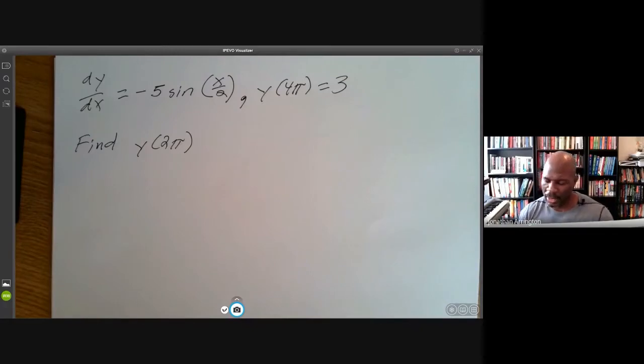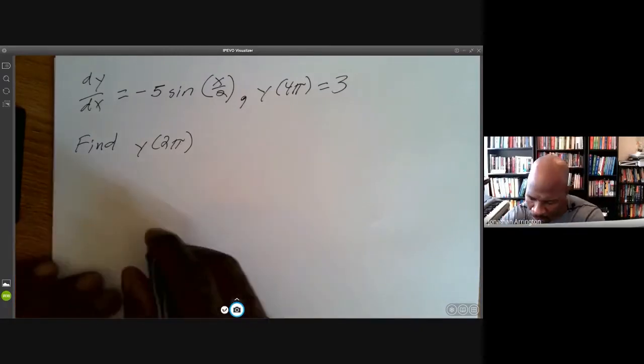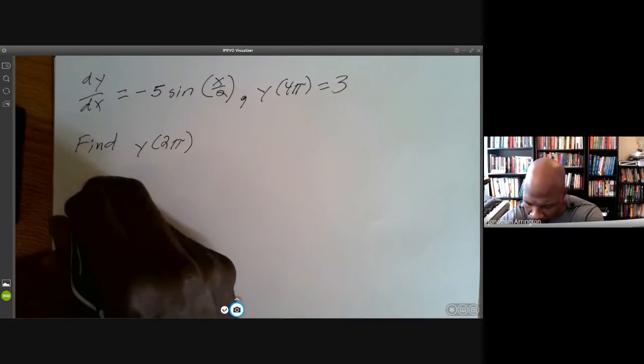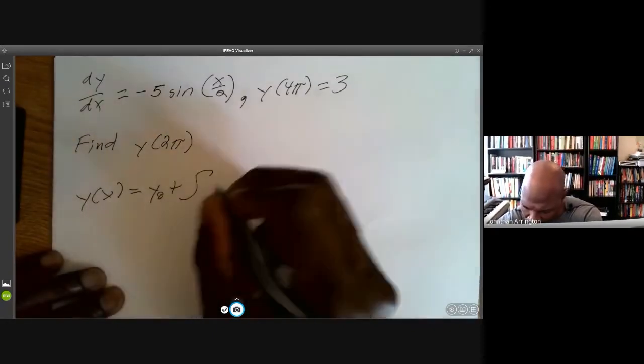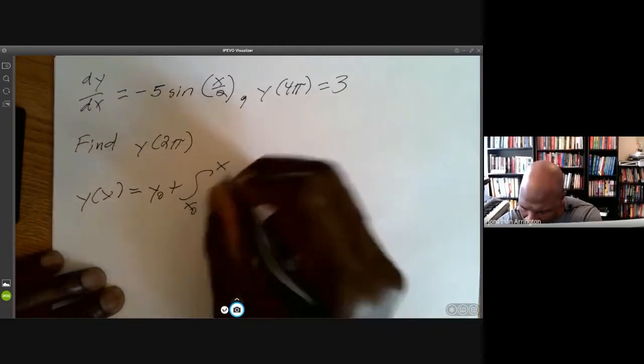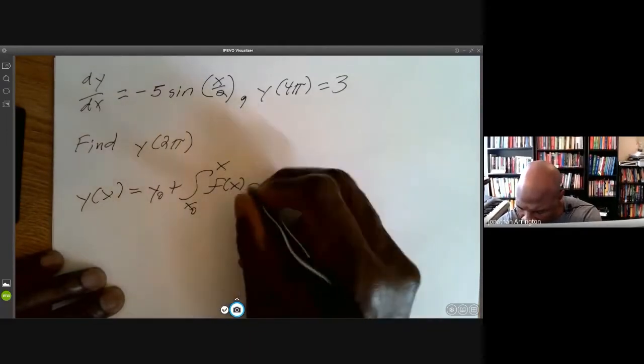All right, let's work this out. So let's remember our formula. The particular solution, y of x, is y naught plus the integral from x naught to x of f of x dx.